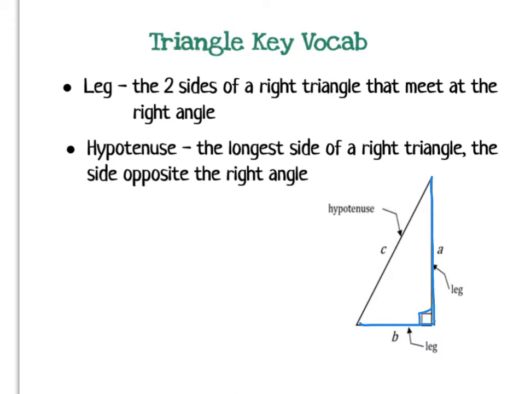The hypotenuse is always the longest side of a right triangle and it's the side opposite that right angle. So the opposite side of my right angle here is C, and that is the hypotenuse. So make sure you not only have the definitions, make sure you have the picture on your paper labeled just as you see here.